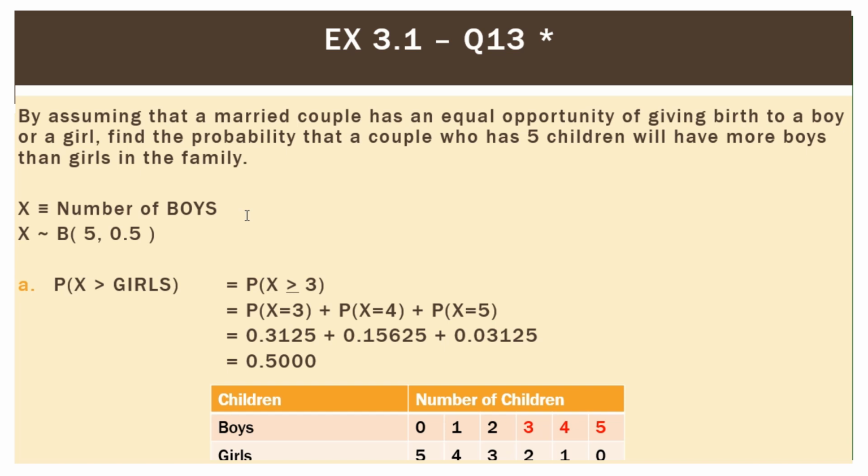So if you have 5 children, more boys than girls, that means you have 3 or more boys. Either you have 3 boys and 2 girls, 4 boys and 1 girl, or all 5 are boys, no girl. That's why you're looking for the probability of 3 plus 4 plus 5. Do you see that? Boys, 0 to 5. More boys than girls, meaning I have 3 boys, 4 boys, or all boys. That's why you just add up. All right?